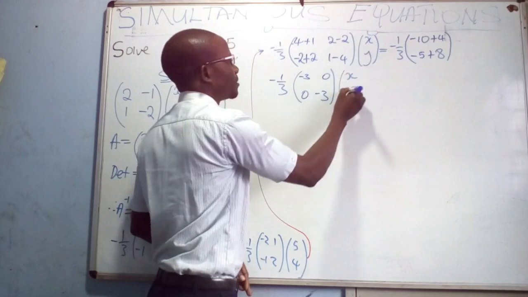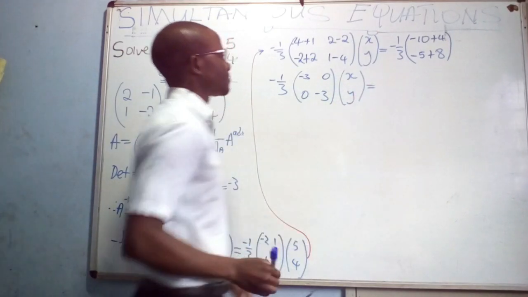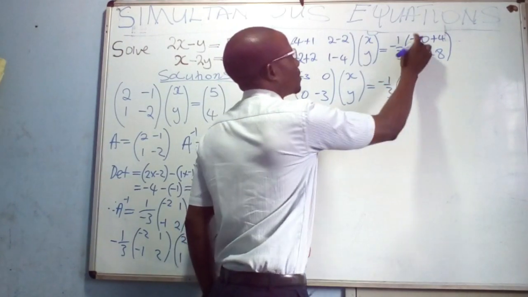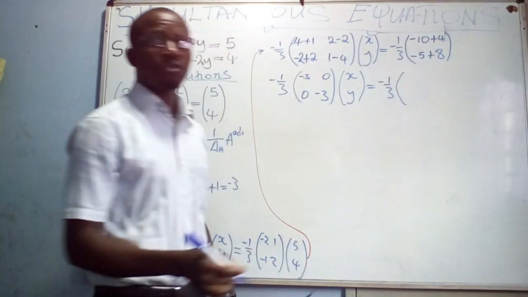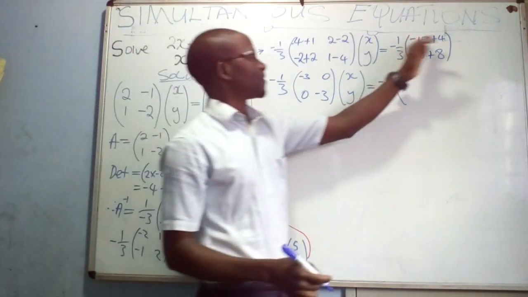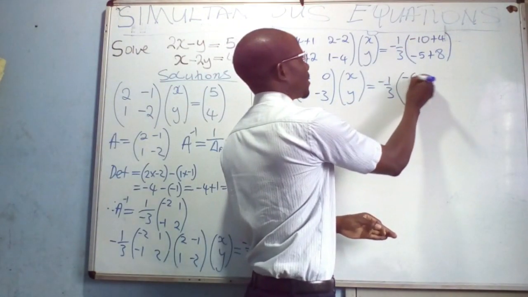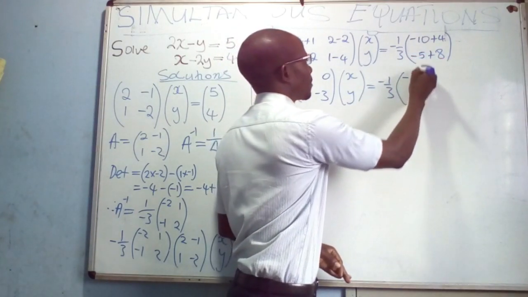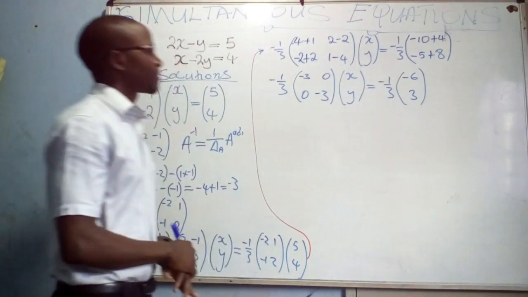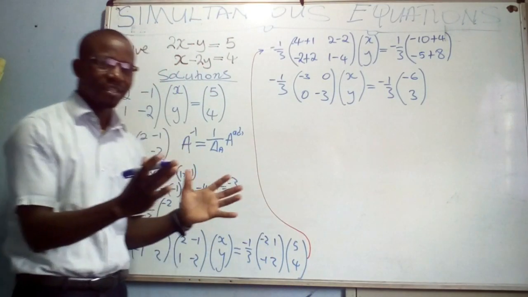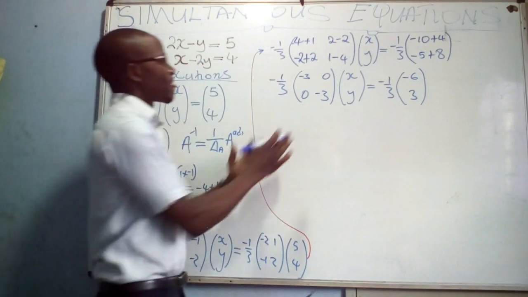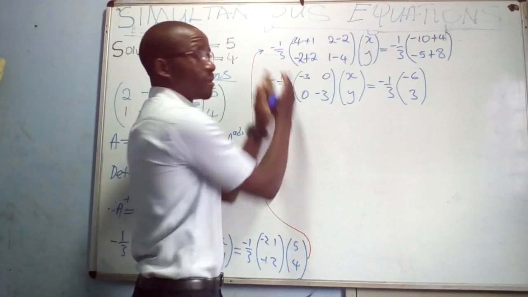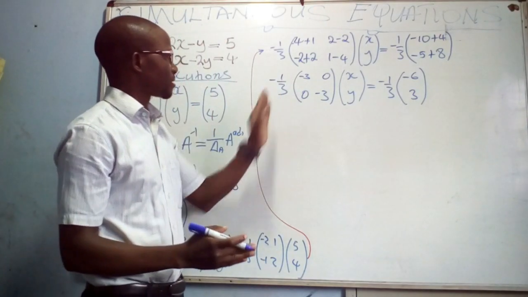Then x, y, like that. Negative 1 over 3, 10. That is negative 10 plus 4, negative 6. Negative 5 plus 8, positive 3, like that. Okay, have you seen it's reducing as we move on? Then, at this point now, let us multiply throughout by the scalar, this.